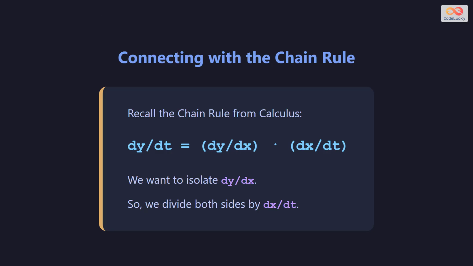The solution comes from the chain rule. Recall that if y depends on x and x depends on t, then the derivative of y with respect to t is equal to the derivative of y with respect to x multiplied by the derivative of x with respect to t. We can rearrange this relationship algebraically to solve for the term we want, which is dy/dx.